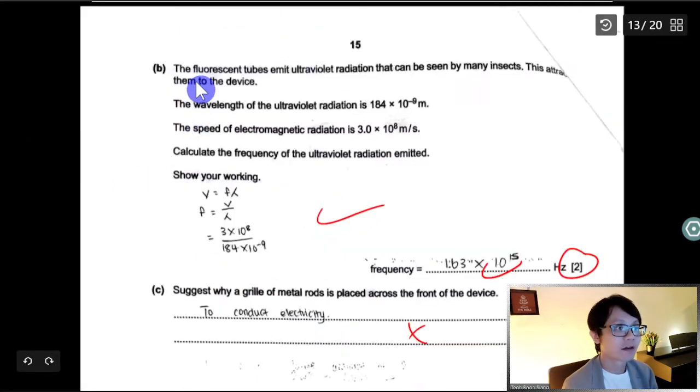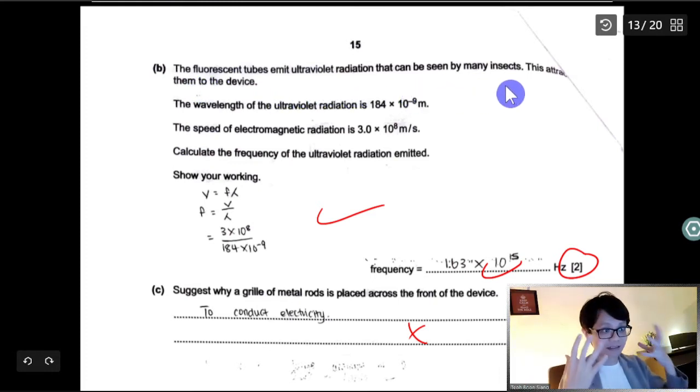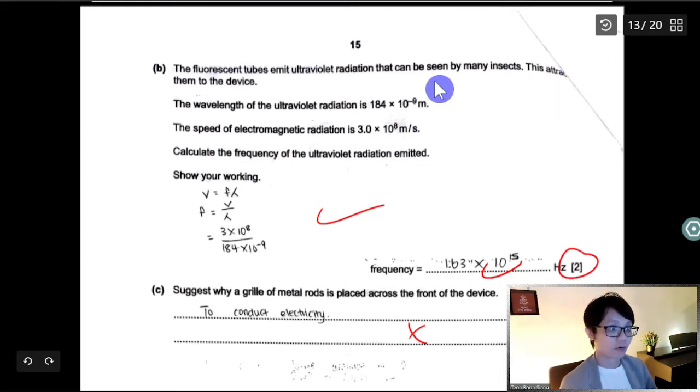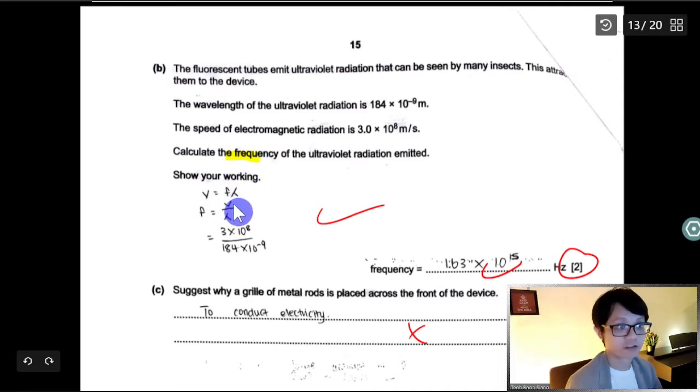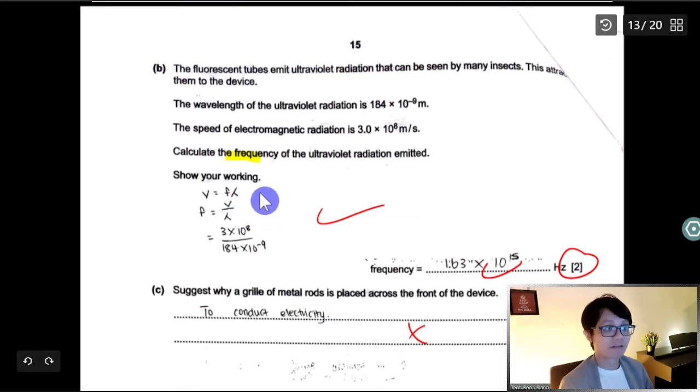We stopped until here. The fluorescent tube emits ultraviolet radiation that can be seen, so this light attracts the insect. So calculate the frequency. Okay, v equals f lambda, where v is the velocity, equals frequency times the wavelength, and the wavelength is in meters. The wavelength is given, and they ask you to find the frequency, but they already give you the velocity v. So v equals f lambda, and you get the answer. The working is 1 mark, the answer is 1 mark.